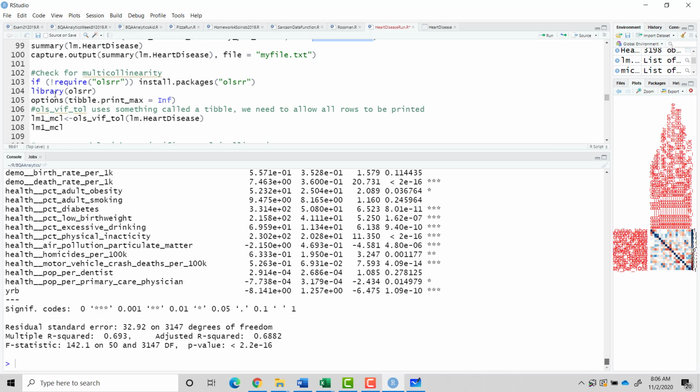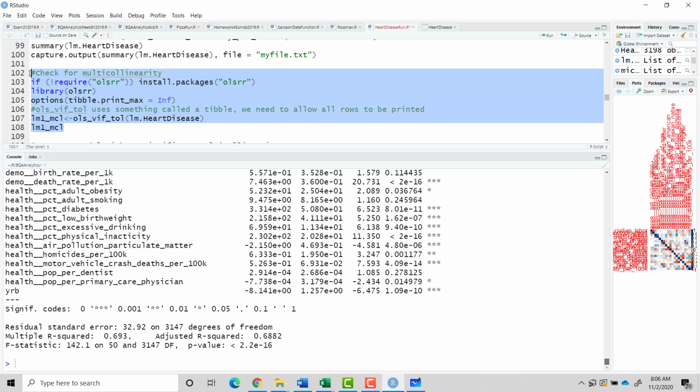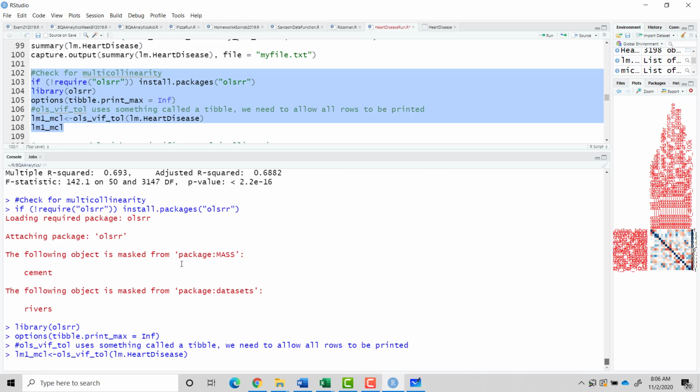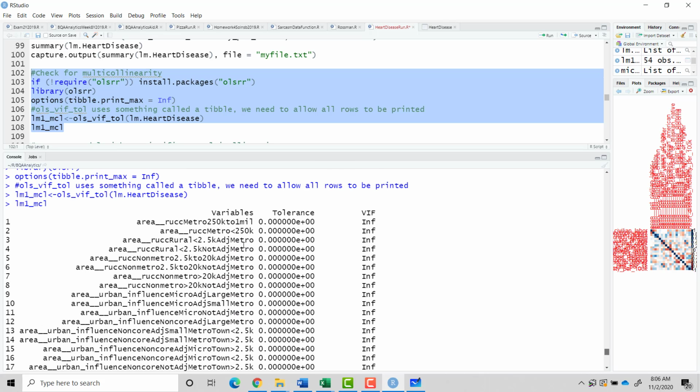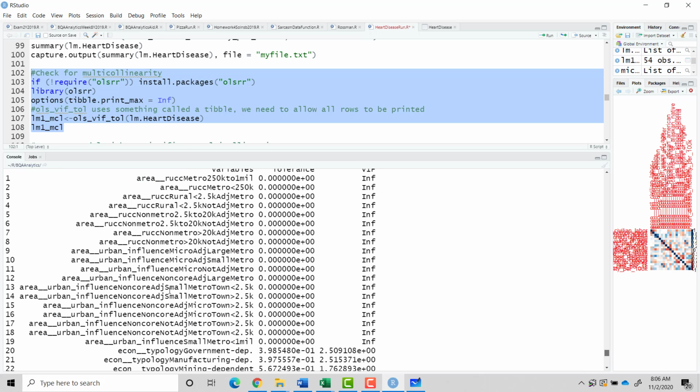Okay, so there may be some issues with this. Let's do the check we did in Chapter 5 for multicollinearity. Remember, we look at olsrr, and I had to set some options because there are so many variables, to print all of them. We're going to use the ols_vif_tol function. And you see we have some infinite values. In fact, for all of these metro values, they're all infinite. Why is this? Well, it's because these two variables, as we saw when we did the table, are very strongly related to each other.